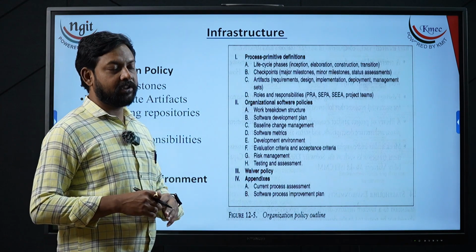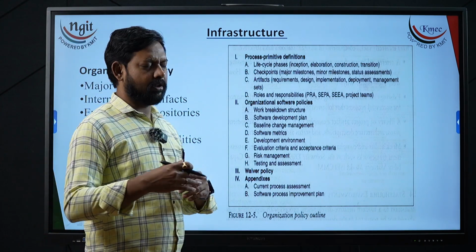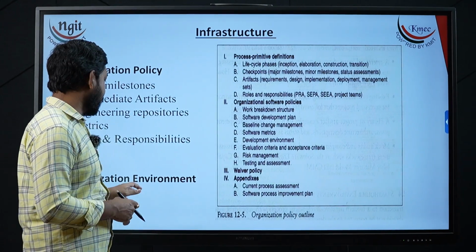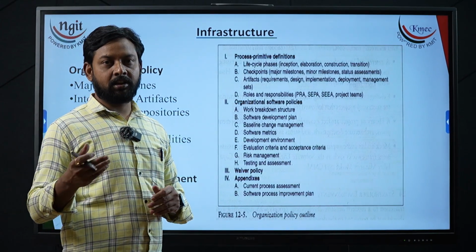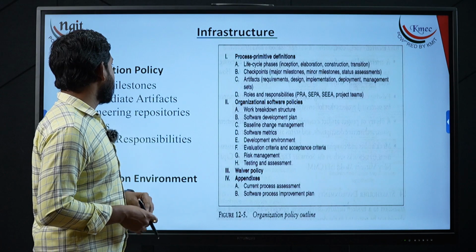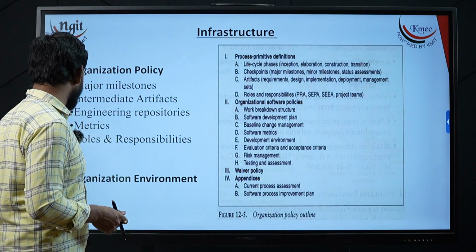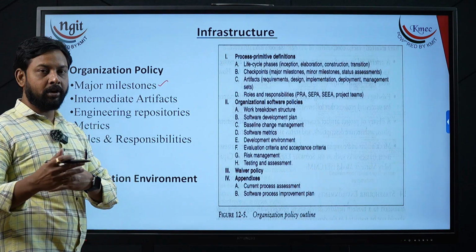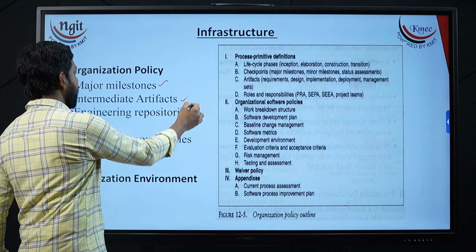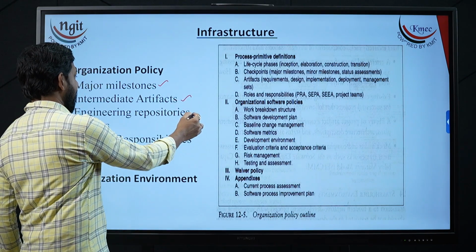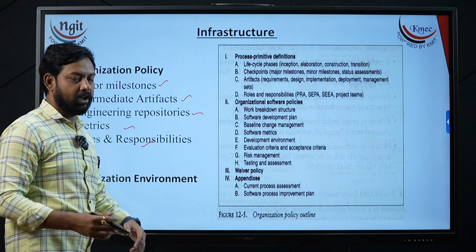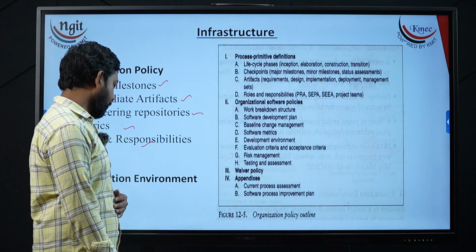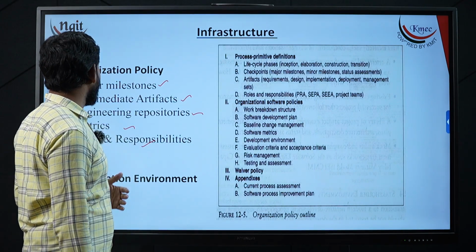This infrastructure is supposed to be updated or automated. It generally consists of different organization policies and environments. So an organization policy is a set of rules that are defined by your organization. It consists of these major points. First, the milestones that are defined in your organization related to your project, the intermediate artifacts that you are including in your project, engineering repositories, metrics, and the roles and responsibilities of each and every person in your project development. So all these will fall under your organization policy.